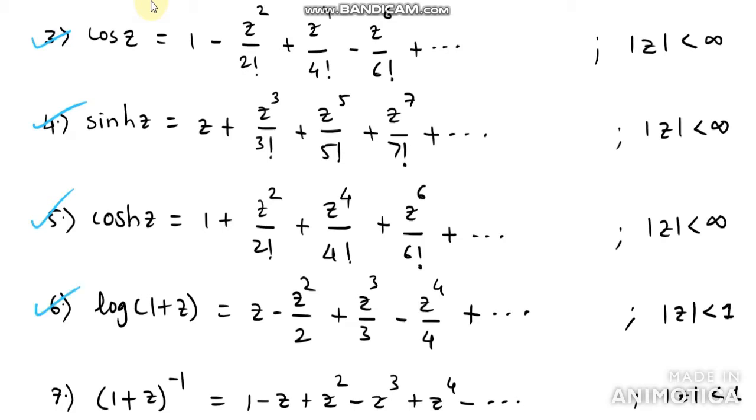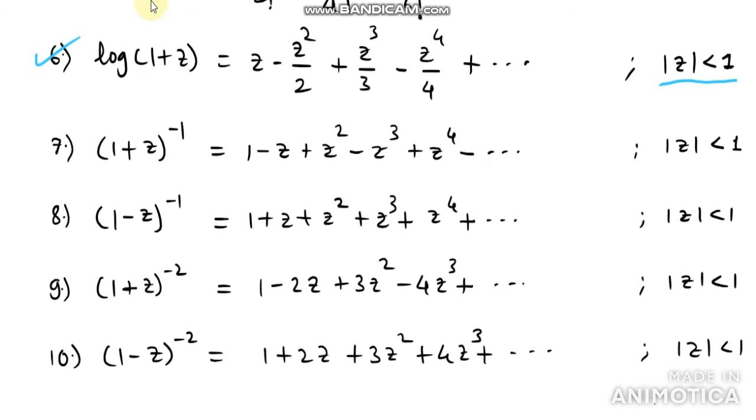Now let us see the Maclaurin series expansion of the function logarithm of 1 plus z, which is equal to z minus z square divided by 2 plus z cube divided by 3 minus z raised to 4 divided by 4 plus and so on. This expression is valid only for modulus of z less than 1, that means a circle having center 0 and radius less than 1. For this region, logarithm of 1 plus z is expanded by Maclaurin's series as z minus z square divided by 2 plus z cube divided by 3 minus z raised to 4 divided by 4 plus and so on.